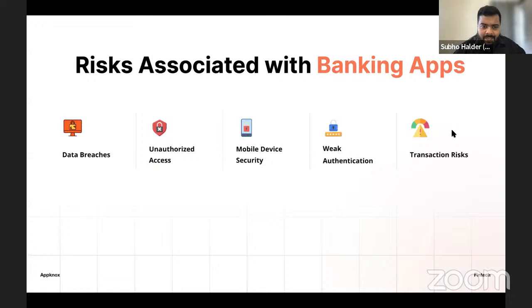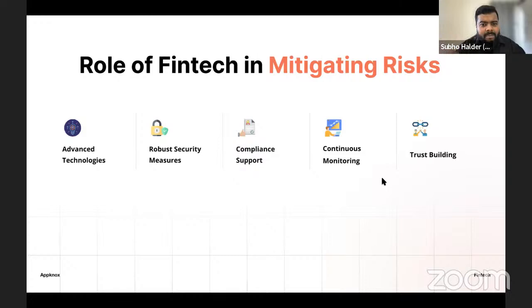And then if I talk about the role of a fintech in mitigating these risks, you need to be using robust security measures. You need to use various security gates at various stages of the software development lifecycle. You need to make sure that you're compliant with all of your compliances. You need to make sure that you have continuous monitoring built in. And these are some of the key roles of a fintech in mitigating the risks which we were talking about in the previous slide.